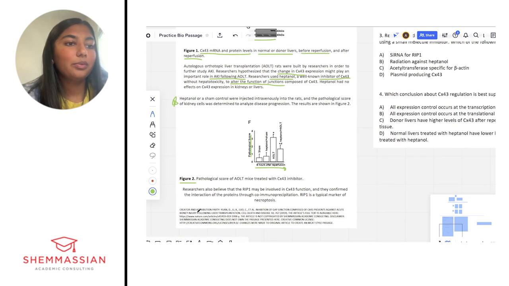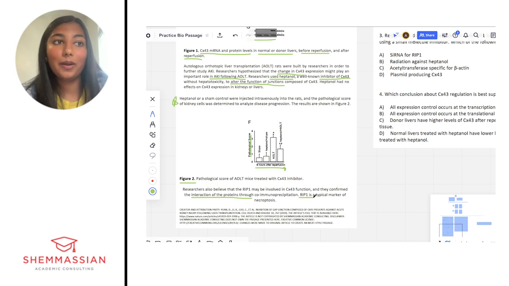Okay. Moving on, researchers also believe that the RIP1 may be involved in connexin 43 function, and they confirmed the interaction of the proteins through co-immunoprecipitation. So now it looks like we're talking about potential protein interactions that might be important related to connexin 43. RIP1 is a typical marker of necroptosis. Okay, so now we're talking about RIP1.